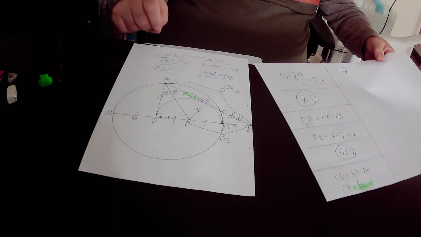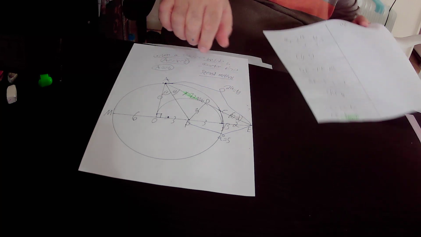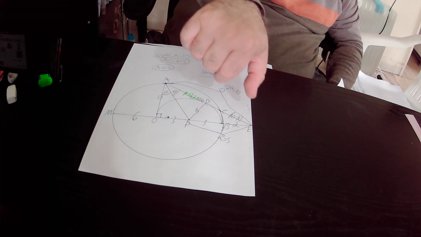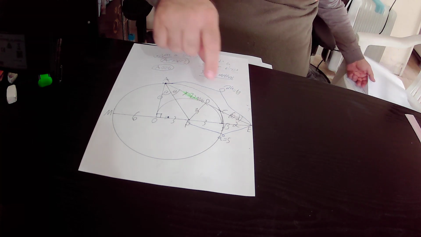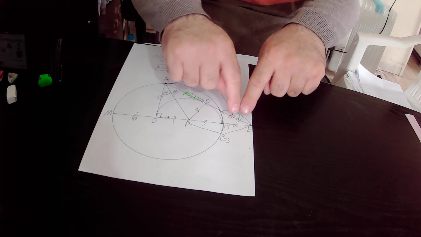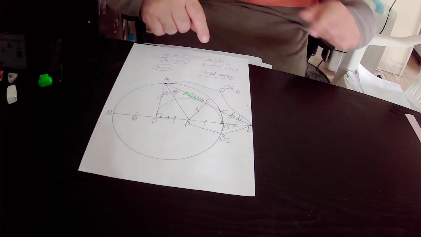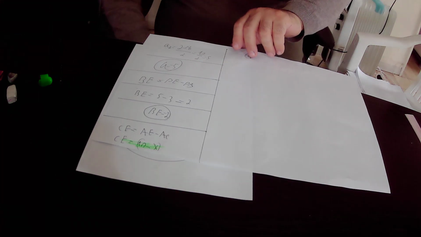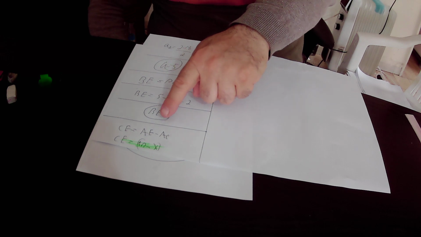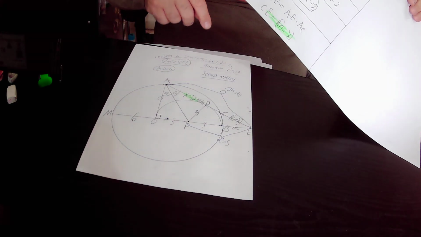And what is the length of line segment CE? From the drawing, it is very easy to see that CE equals AE minus AC. Again, AE minus AC equals CE. CE equals AE minus AC. AE equals 10 units.